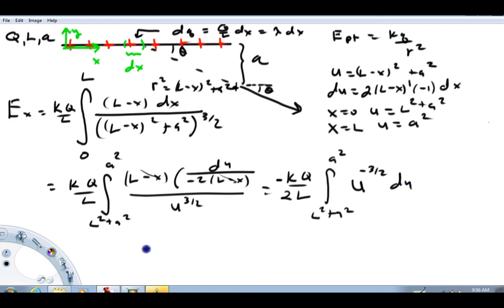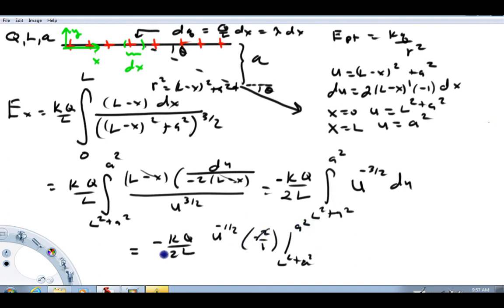And now we can integrate this. So what we're going to do here, let's see, minus kq over 2L. Then antiderivative of minus u to the 3/2. Remember, we have to add 1 to our power. That's going to give us, what, u to the minus 1/2. Divide by our new power. That's going to be the same as multiplying by negative 2 over 1. Evaluated L squared plus a squared to a squared.